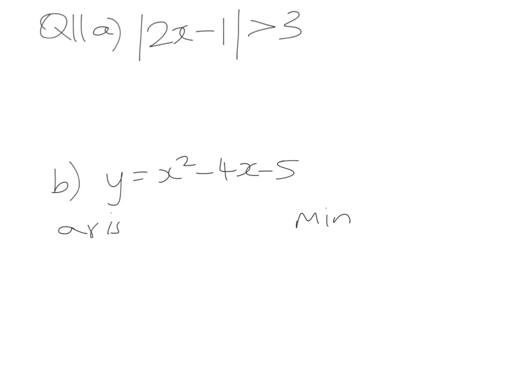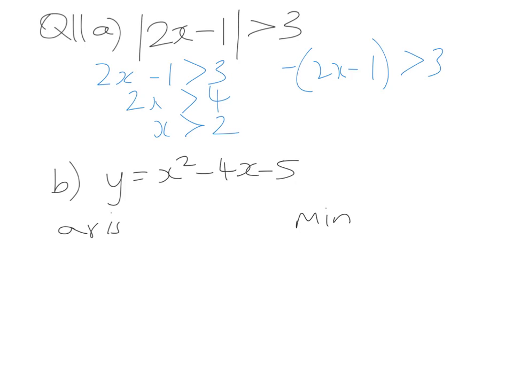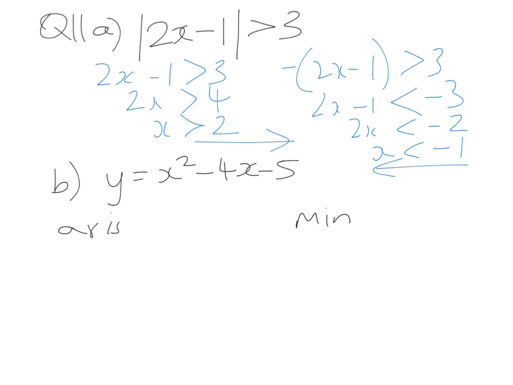Question 11. Okay, absolute, we need to take the positive result, but also the negative result of the absolute. So add 1 to both sides, divide by 2, and we get 2. Get rid of the negative, so we must change the direction. Add 1 to both sides, divide by 2. Now this one goes that way, this one goes that way, so they're not joined, so we can just leave it at that.